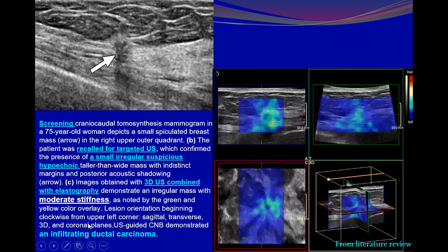For upper corner transverse and it was an infiltrating ductal carcinoma.